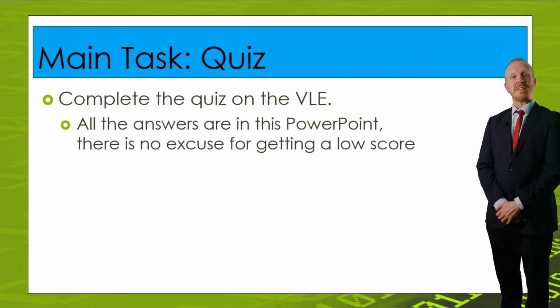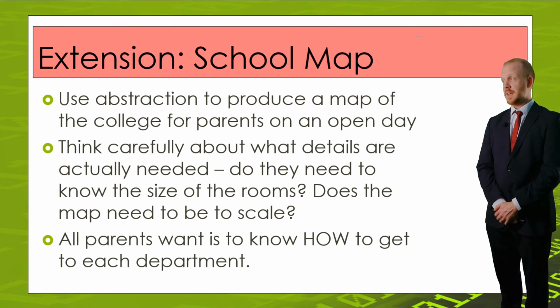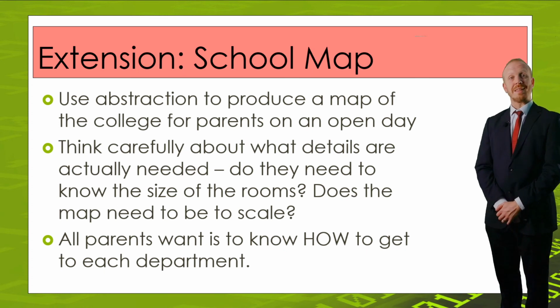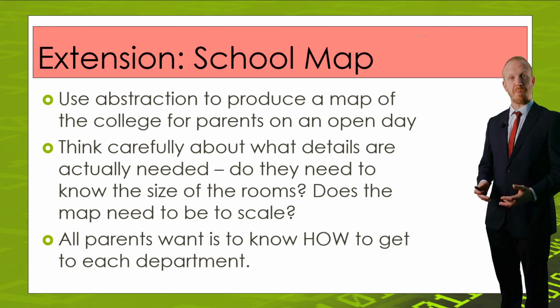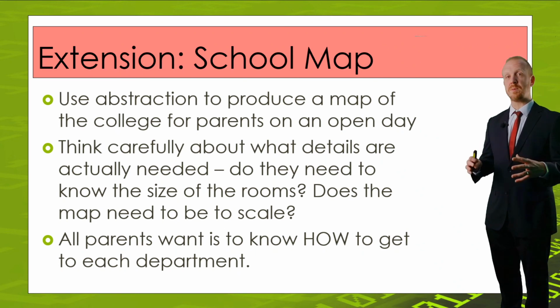When you've done this, if there's still time left over that you need to fill, there's another task you can attempt. We're going to use abstraction to produce a map of the college for parents on open day. Now, similar to the London Underground map, we're going to be careful not to get bogged down in detail. Parents need to know how to get from one classroom to another. They don't need to know the geographical accuracy of it. They don't need to know the size of the classrooms. It doesn't need to be drawn to scale.